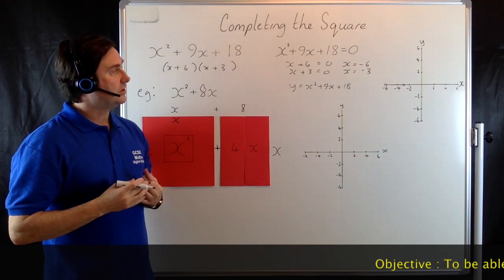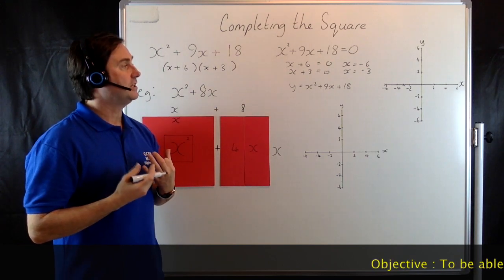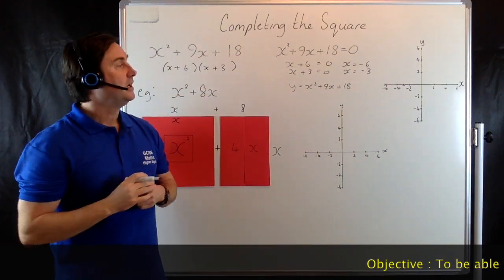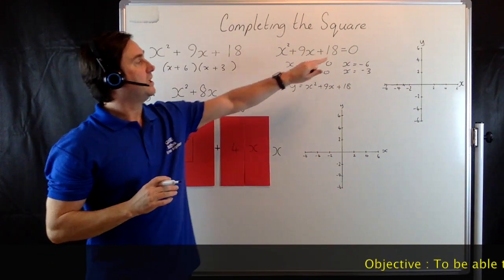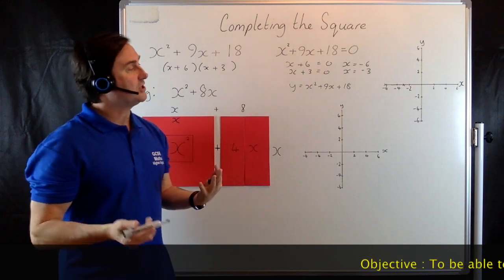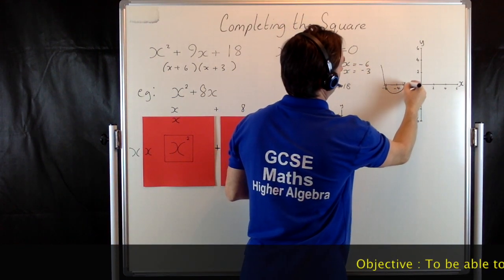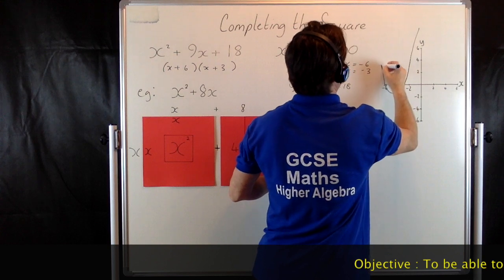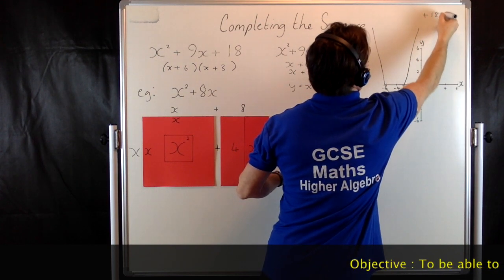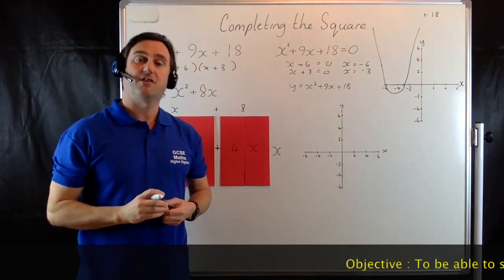I also know that the graph is a quadratic, and it's a positive quadratic, so it's a U-shaped graph called a parabola. I also know that it cuts the y-axis at 18. So I could sketch my graph. I know that it goes through negative 6, I know that it goes through negative 3, and I also know that my graph would carry on up here and it would cut the y-axis at 18. So I know what that graph actually looks like.